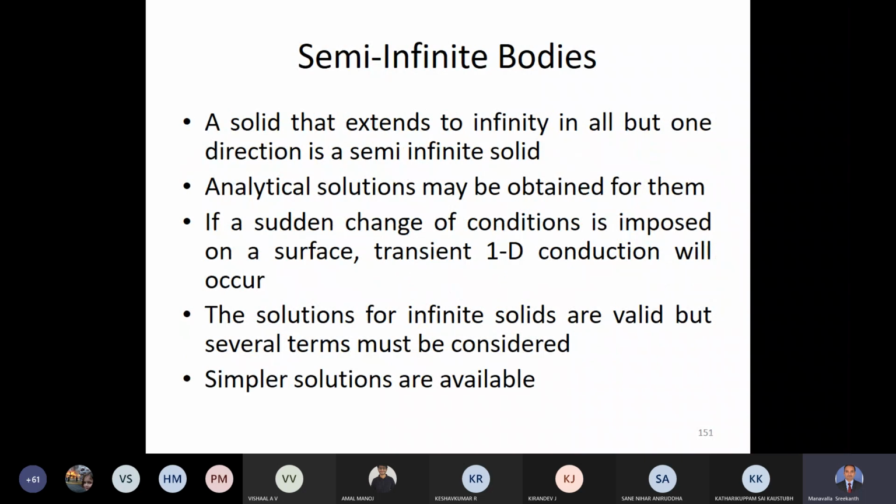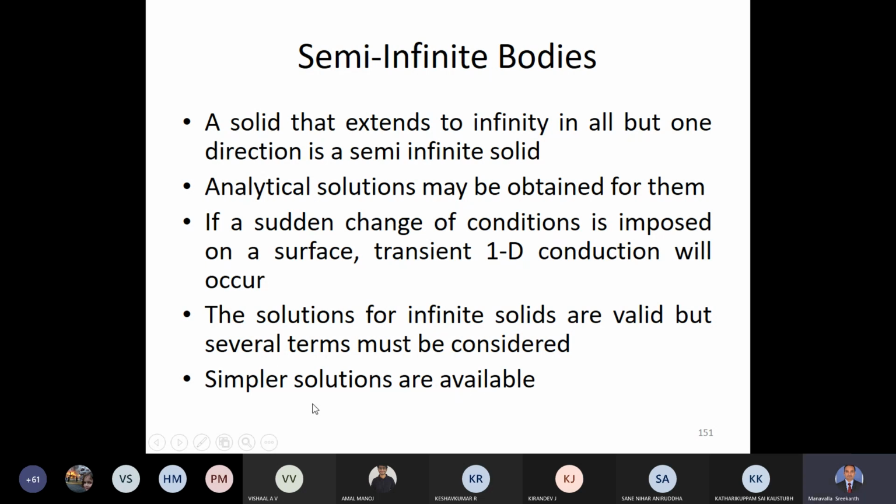Now we'll come to the next type of solid, called the semi-infinite bodies. So what is this? A solid that extends to infinity in all but one direction is called a semi-infinite solid. So don't go by this definition, sometimes it gets confusing. I'll explain what the semi-infinite bodies are. But analytical solutions may be obtained for the semi-infinite bodies. Again, it's a one-dimensional transient, but it is a different kind of body, the semi-infinite body. So if a sudden change of condition is imposed on a surface, the transient 1D condition will occur, and the solution for infinite solids is valid, but several terms must be considered.